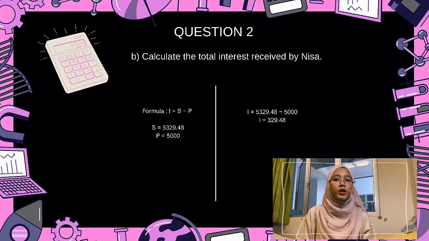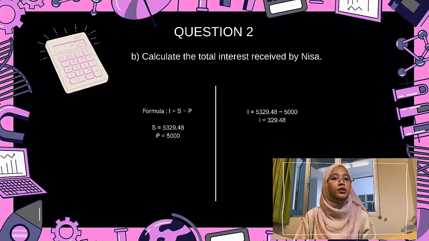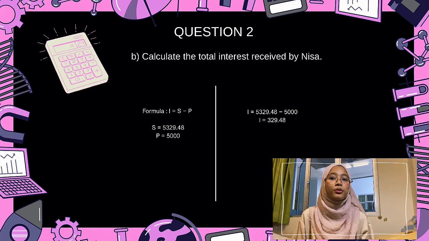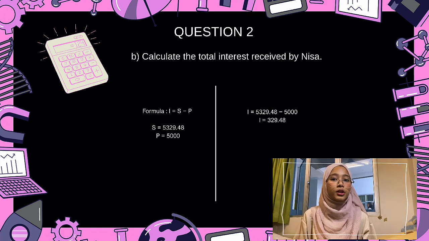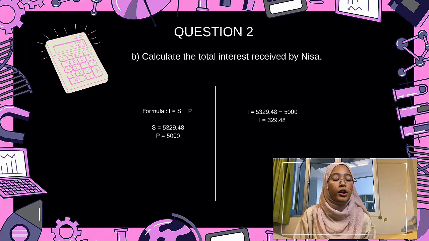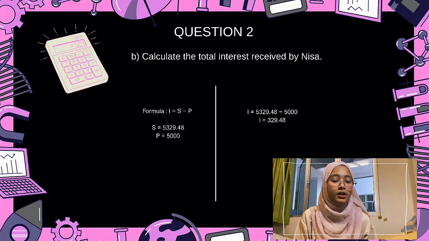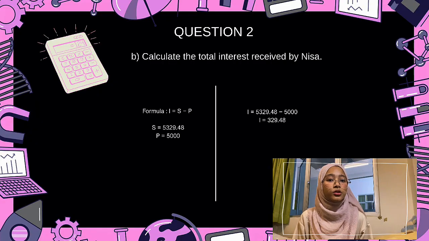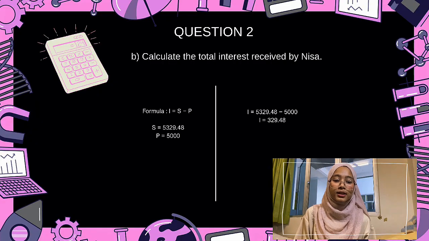Moving to our next question, question B, calculate the total interest received by Nisa. We will be using the formula I equals S minus P. S, which is the total amount in the bank, equals 5,329 ringgit and 48 cents, while P is 5,000. Substituting into the formula, 5,329 ringgit and 48 cents minus 5,000. So the interest received by Nisa is 329 ringgit and 48 cents.